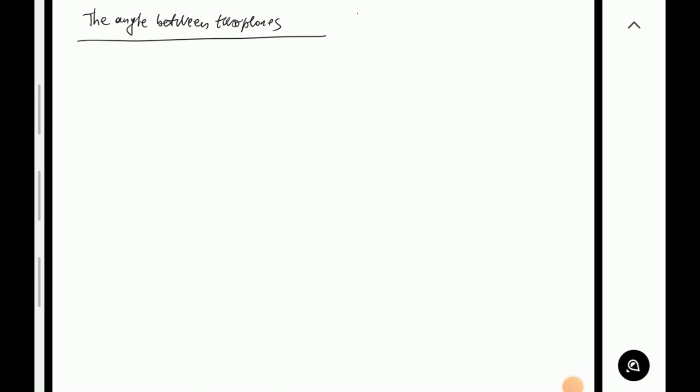All right, so in some problems, you may need to figure out a way to measure how far apart two non-parallel planes like that are. In other words, to measure something that we're going to define pretty soon, the angle between two planes.